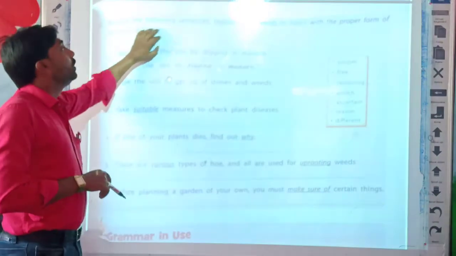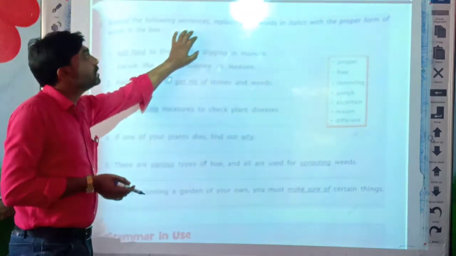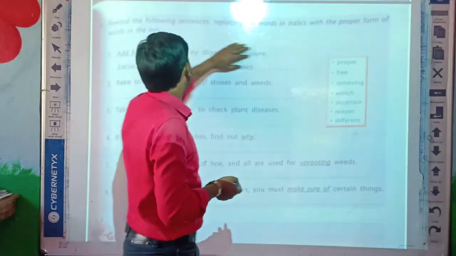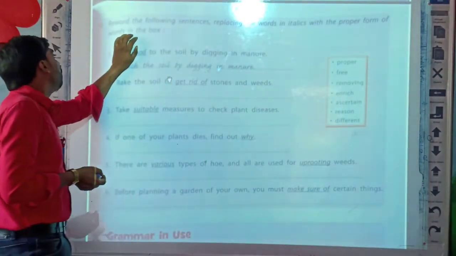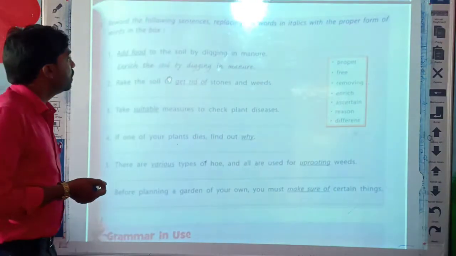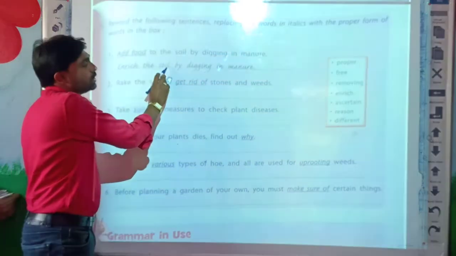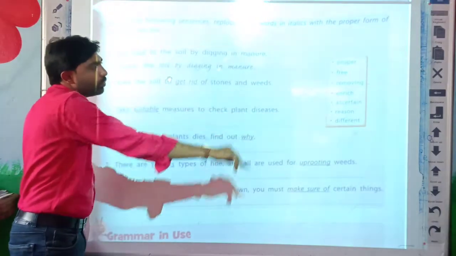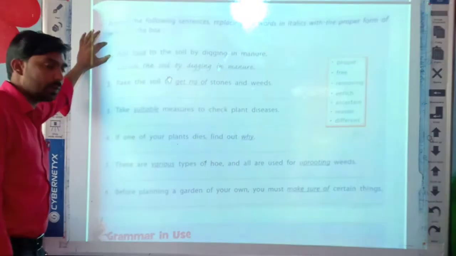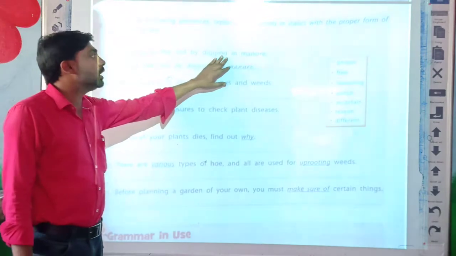Reword the following sentences. It means we have to rewrite the sentences, replacing the words in italics with the proper form of words in the box. So whatever the italic words are given there, we have to rewrite them by using proper forms in the box. One is done for you. Add food to the soil by digging in manure.